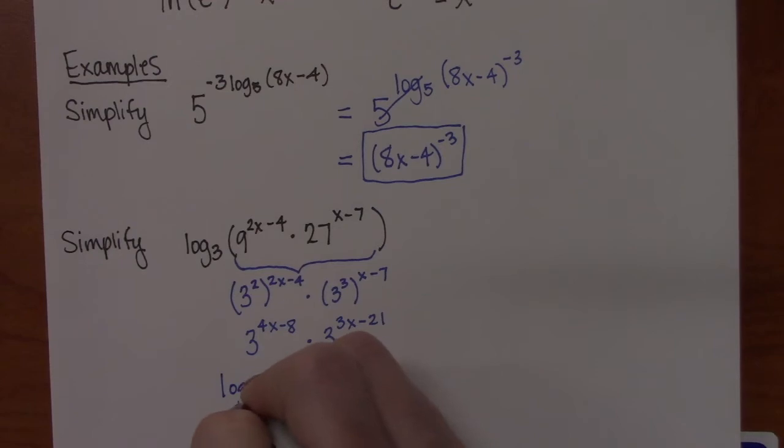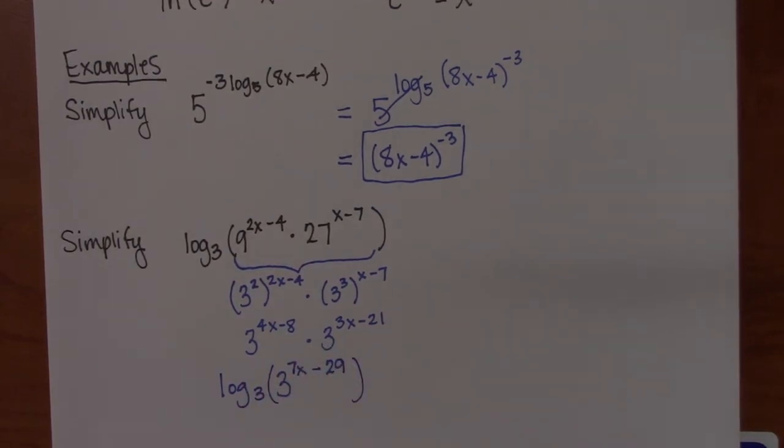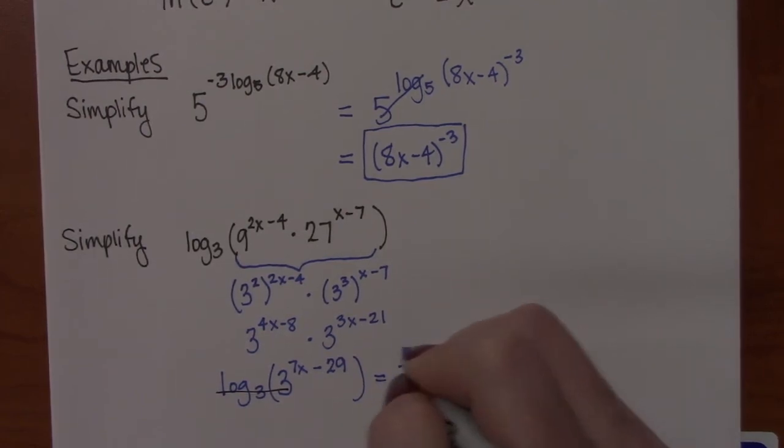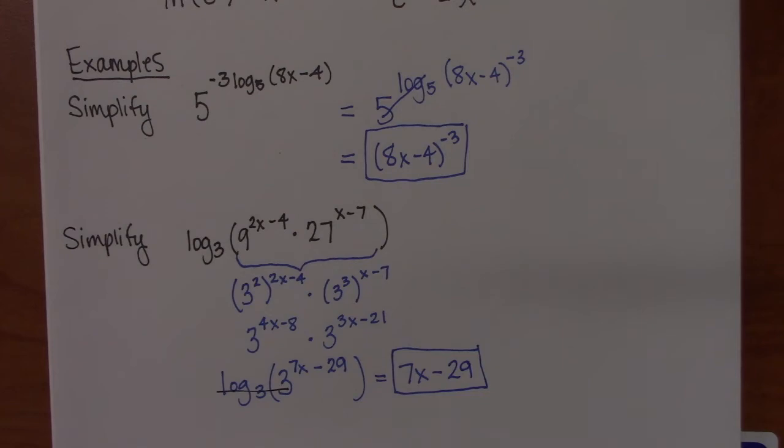So all of that was still inside of our log. Now I can say log base 3 of 3 cancels out. So this will cancel out, and I'm just left with this. So in order to use those properties, you have to combine it into one single thing. We had to get it to just 3 to the something before we could wipe it out, right?